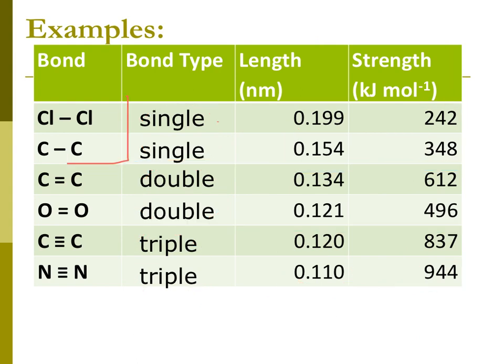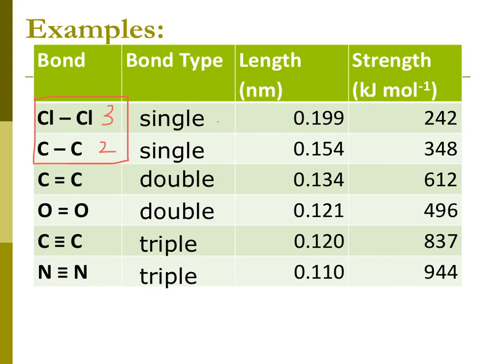Now let's compare some atoms that have the same type of bond to see how the type of atom can actually affect the bond length and strength as well. Let's first look at our two single bonds, chlorine and carbon. The chlorine is going to be found in the third row of the periodic table, whereas the carbon would be found in the second row, meaning their electron configurations would show that carbon has electrons in the second energy level and chlorine has electrons in the third energy level.